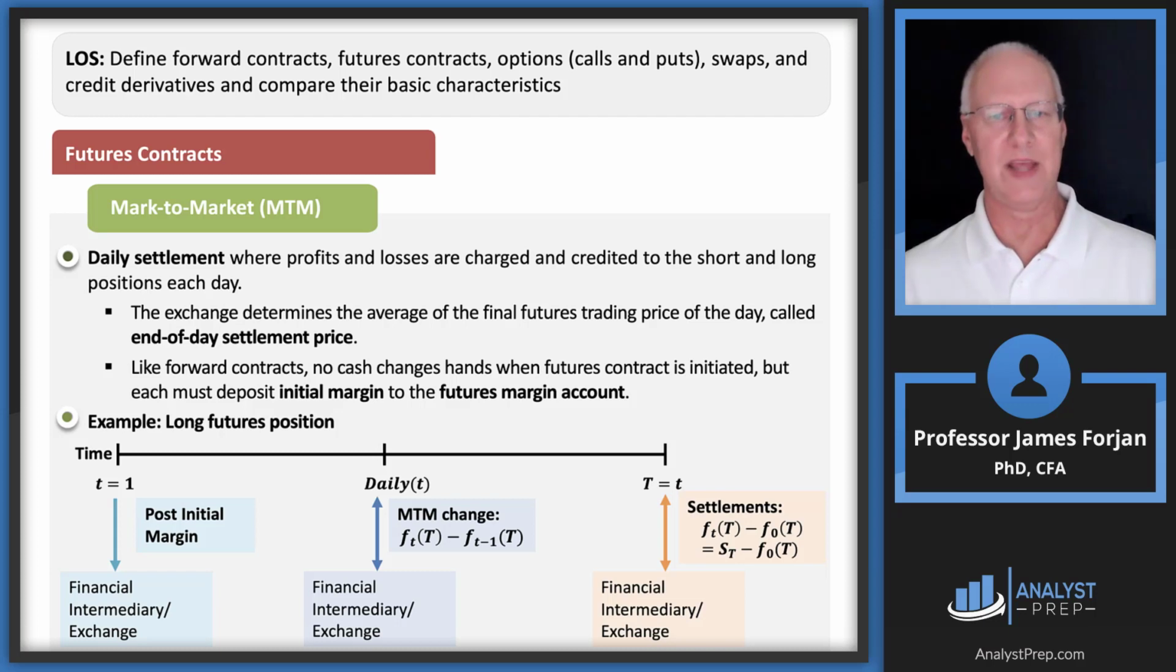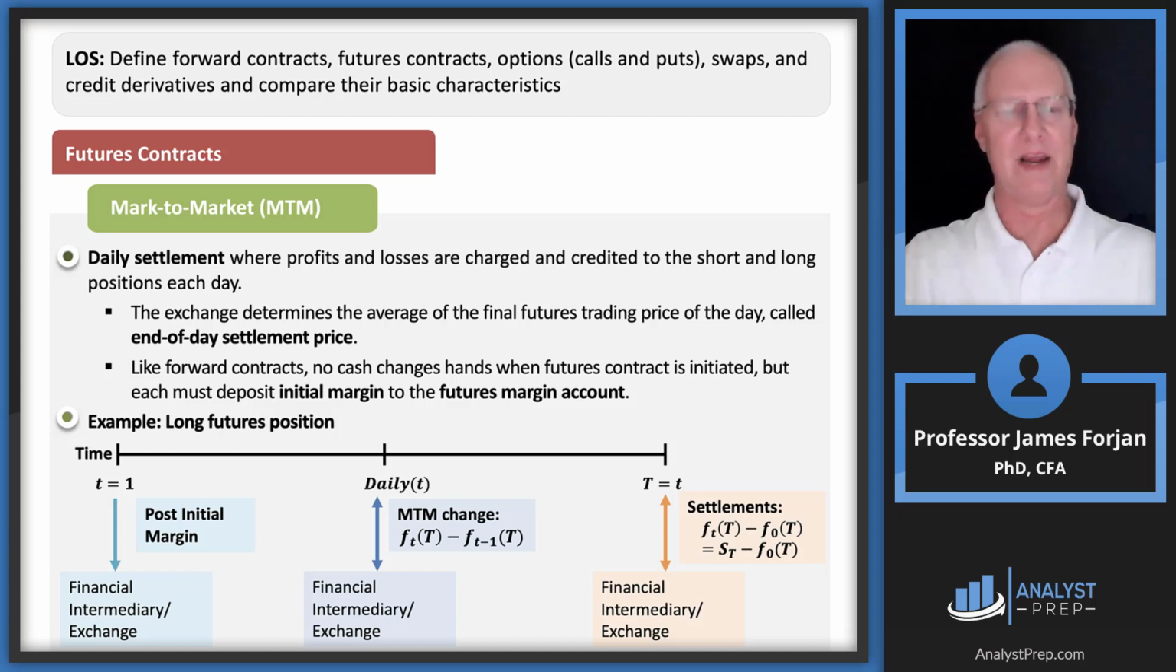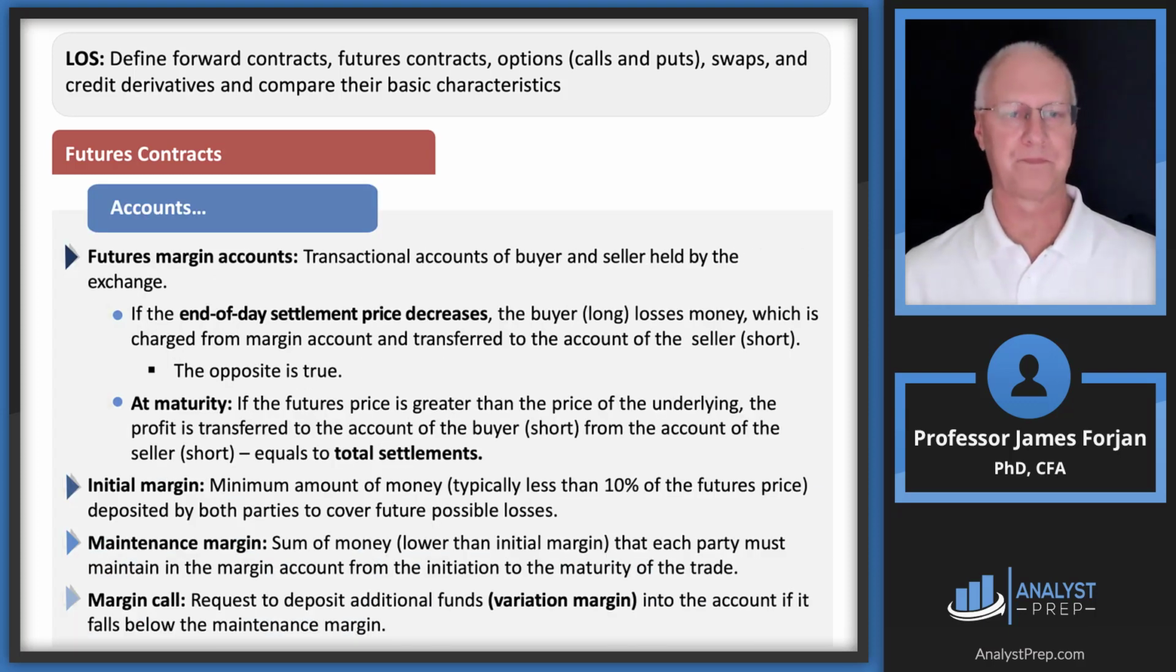And the end of day settlement price. So there's an initial margin to the futures margin account. So there's a timeline there. This is a little bit helpful. So what happens here? We post the initial margin, and then the price changes at the end of that first day. And then we do that every day and every day and every day. So we could put a lot of lines on that timeline there. And then all the way at the end, there's the final settlement. And that final settlement is really just like a final daily settlement.